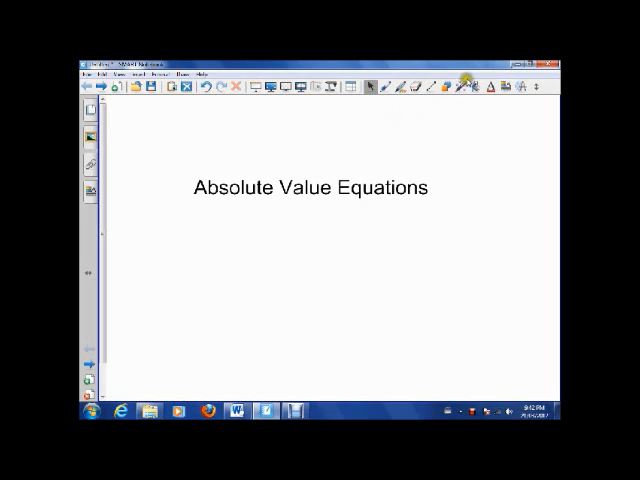Okay, what I want you guys to remember from before is that we learned that the absolute value of -4, for example, is +4, and the absolute value of 6 is just 6. So what it does is it keeps positive numbers positive and makes negative numbers positive.